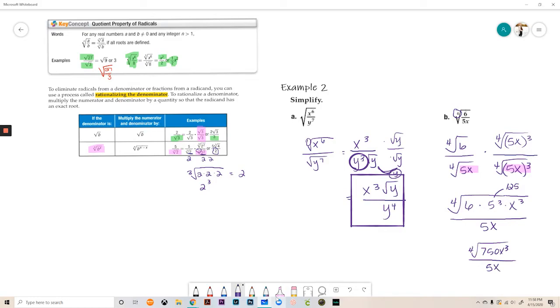And then that is as simplified as we can get. There's nothing else we can do. So I'm going to put a box around this and call it good.